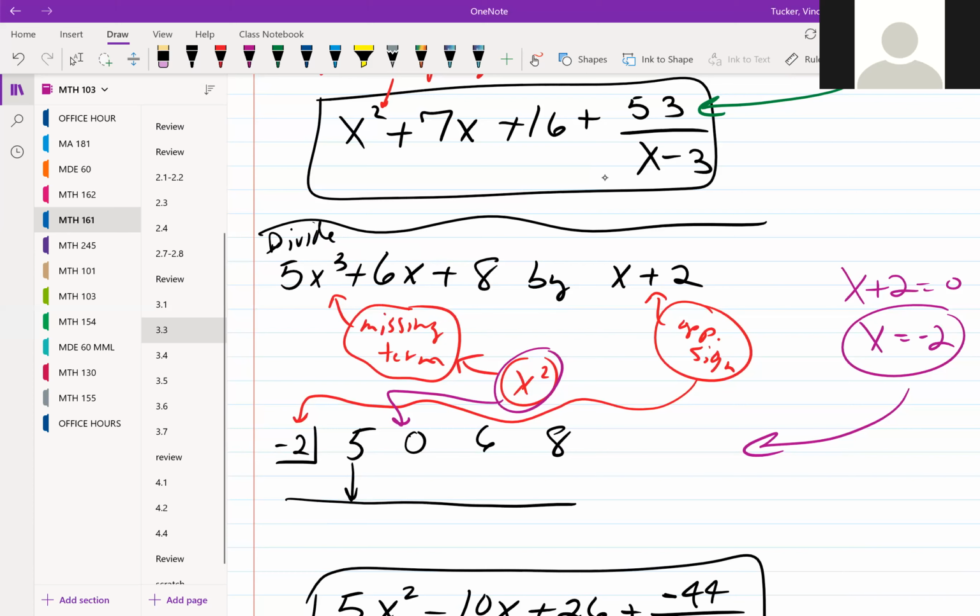So you want to account for that. Any missing term that you have, if you're looking at the exponents and it skips a number, then you want to account for that. And that, like she just mentioned, is x squared. So you put a 0 there for x squared. And then we have 6 and 8. So it's 5, 0, 6, and 8.